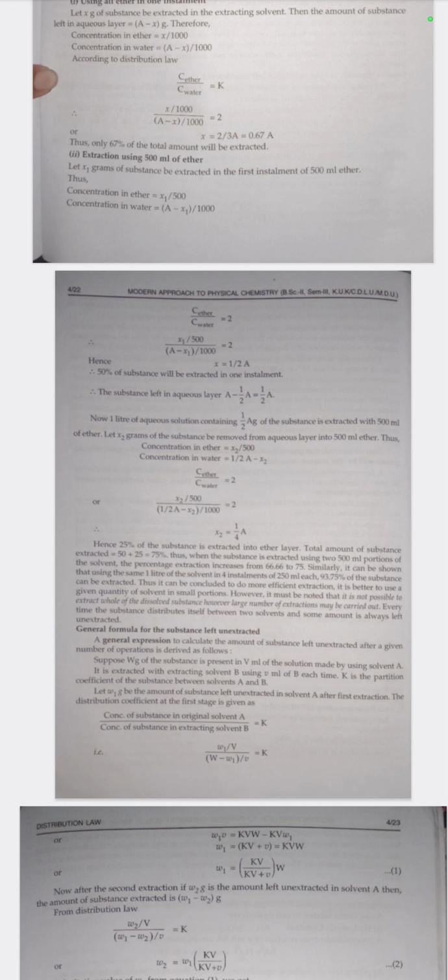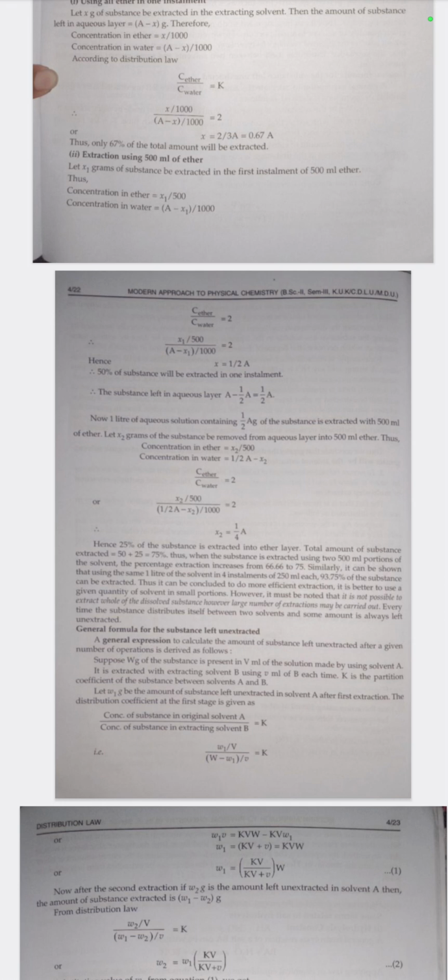Now 1 liter of aqueous solution containing 1 by 2 A g of the substance is extracted with 500 ml of ether. Let x2 grams of the substance be removed from the aqueous layer into 500 ml ether. Thus, concentration in ether is x2 by 500, and concentration in water is 1 by 2 A minus x2 by 1000. C ether by C water is equal to 2, giving x2 equal to 1 by 4 A. Hence, 25% of the substance is extracted into the ether layer. Total amount of substance extracted is 50 plus 25, which is 75%.